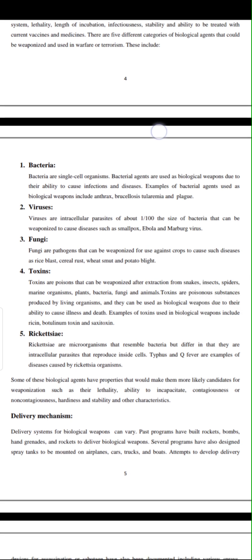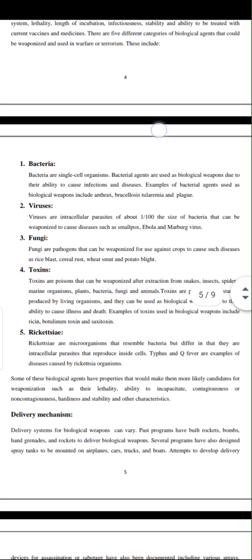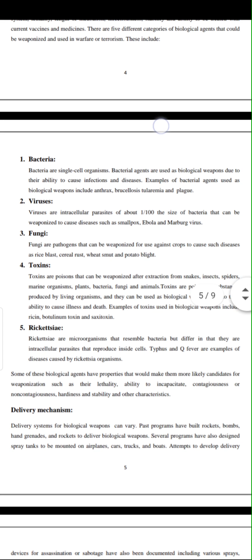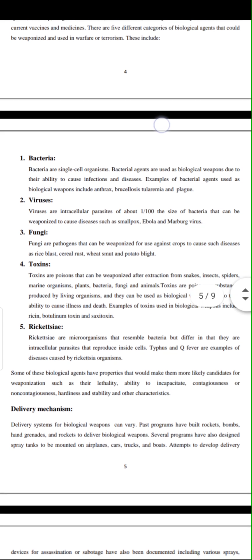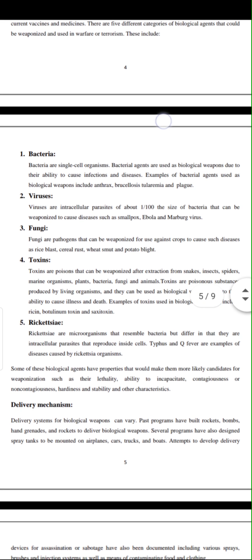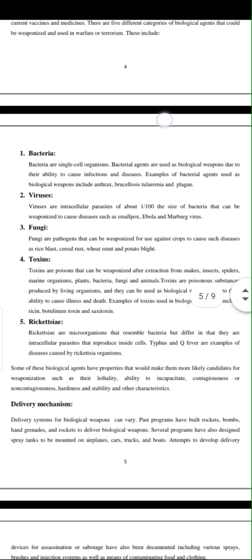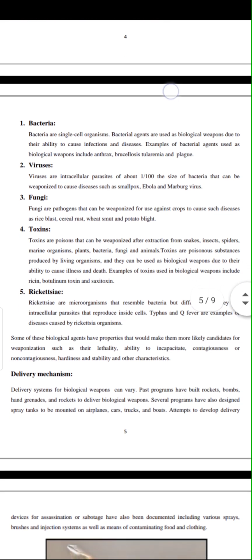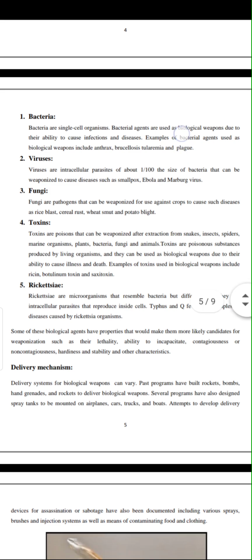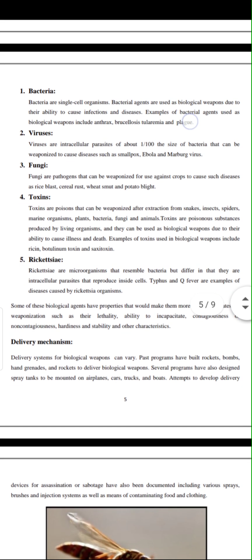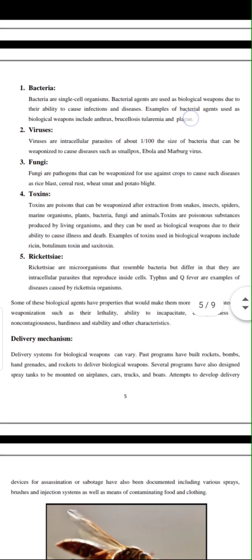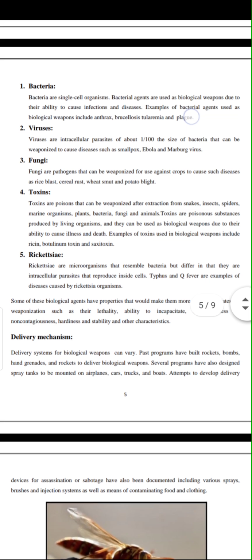Bacteria are basically single celled organisms. Bacterial agents are used as biological weapons due to their ability to cause infections and diseases. Different examples of bacterial agents are anthrax, brucellosis, tularemia, and plague. Then come viruses. Viruses are intracellular parasites, and they are about 1 over 100 the size of bacteria. They could be weaponized to cause diseases such as smallpox, Ebola, and Marburg virus.